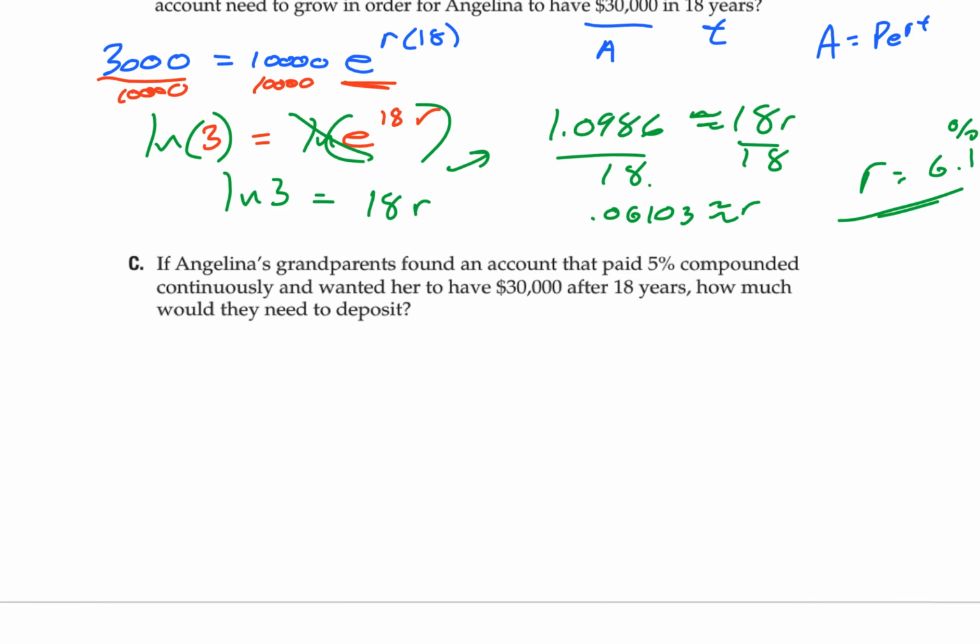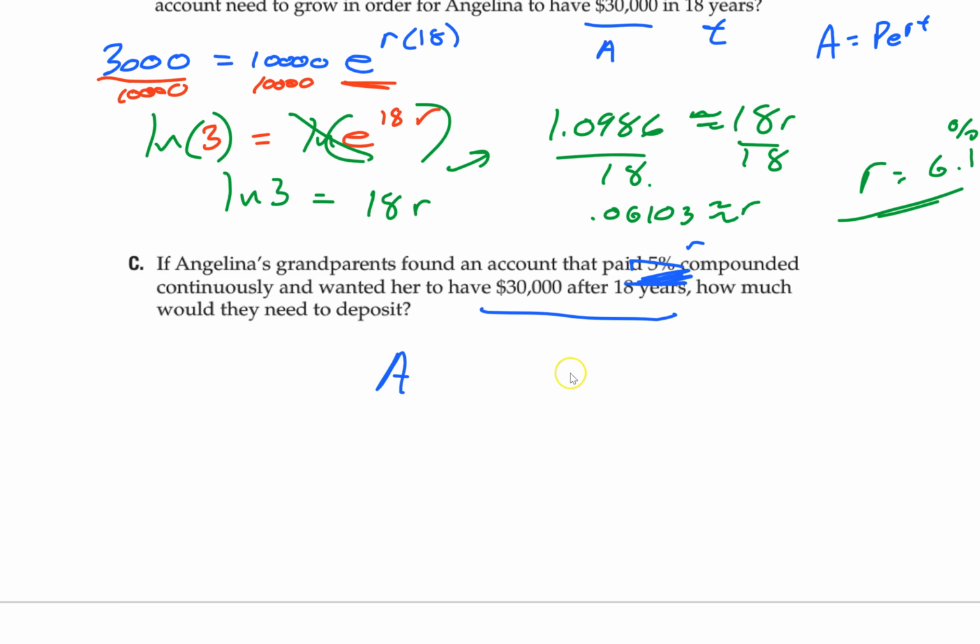And the final question: if Angeline's grandparents found an account that paid 5% interest, good, not bad, compounded continuously, and they want her to have 30 grand after 18 years, how much would they need to deposit? So very similar to before, right? Now they found something that has 5% interest. They want her to have 30 grand when she turns 18. Assuming they did it when she was born, how much would they deposit at the very start?